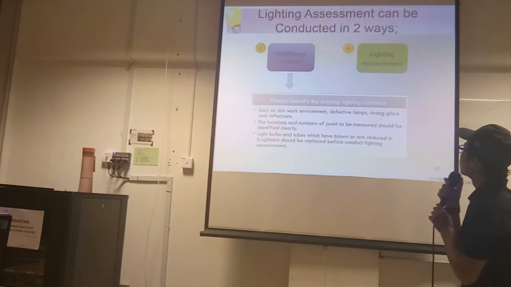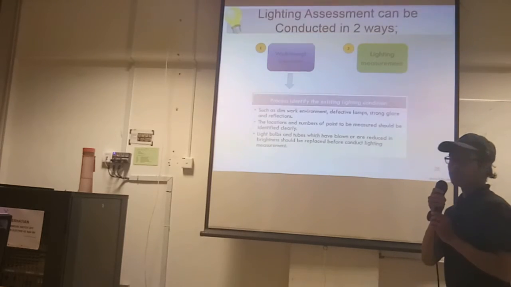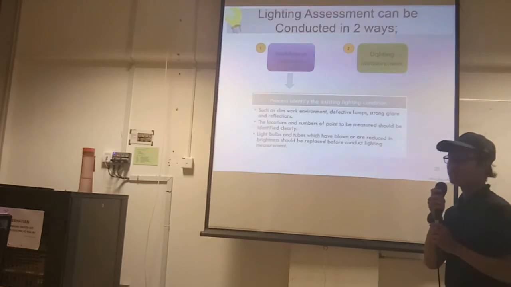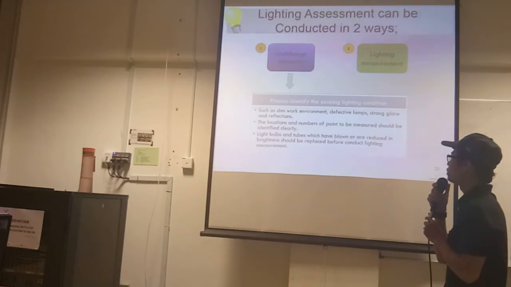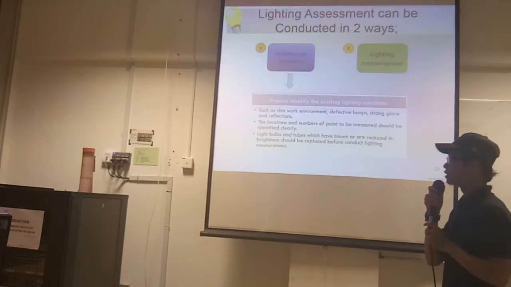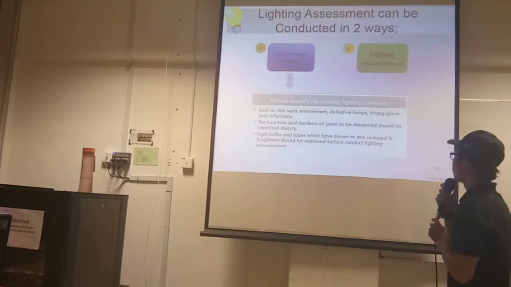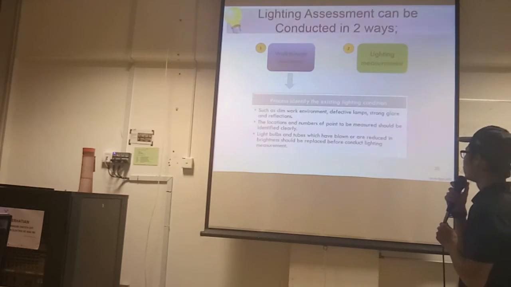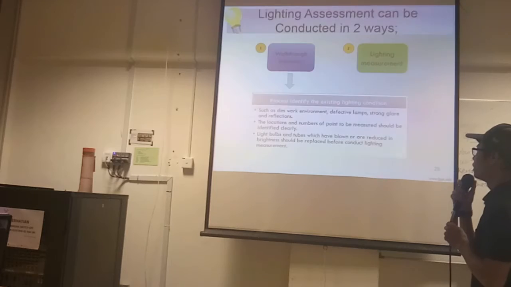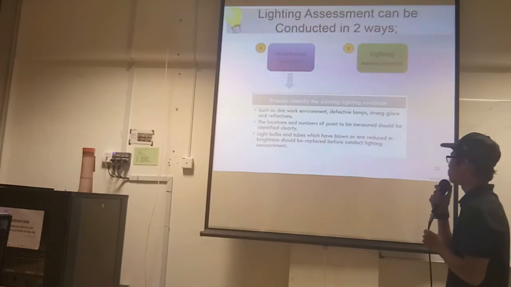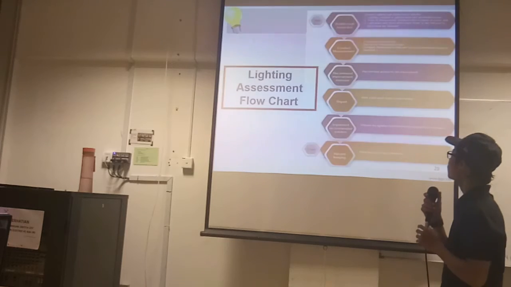There are two ways that lighting assessments can be conducted. First of all is the walkthrough inspection, and the second one is lighting measurements. For the walkthrough inspection, the process is to identify the existing lighting conditions such as dim work environments, defective lamps, strong glare and reflections. And the locations and the number of points to be measured should be identified clearly. Light bulbs and tubes which have blown or are reduced in brightness should be replaced before conducting lighting measurements.